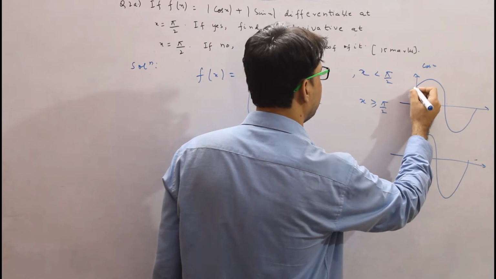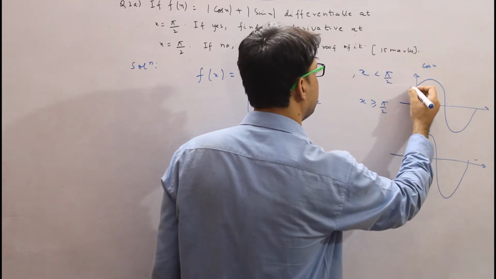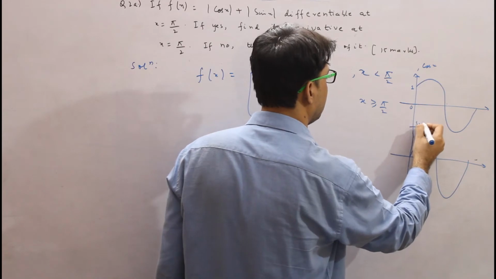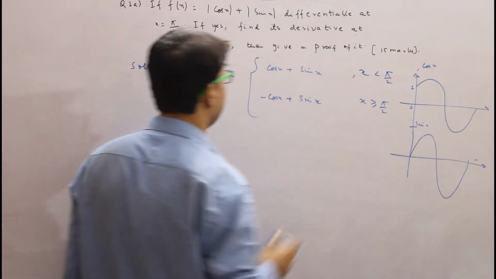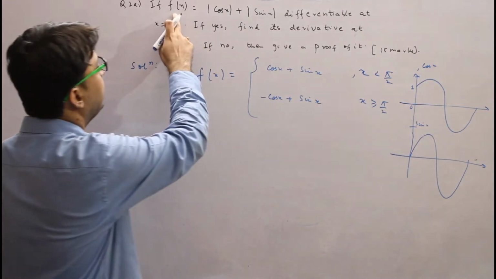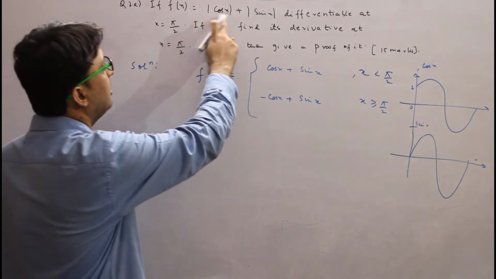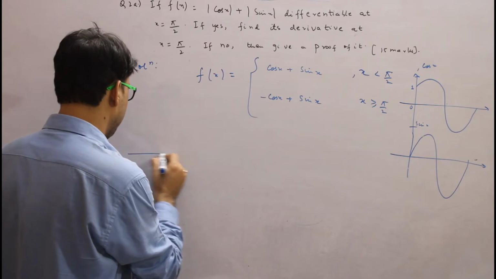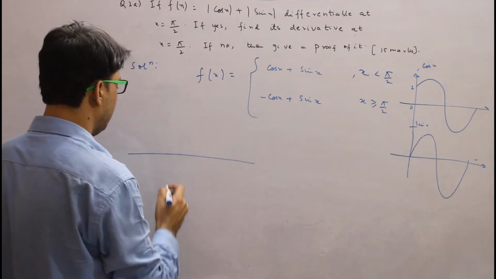So here at 0 it is 1, this is cos, and this one is sine. So we can see from here. But if we plot the graph of |cos x| + |sin x|, then that will give us a better picture.